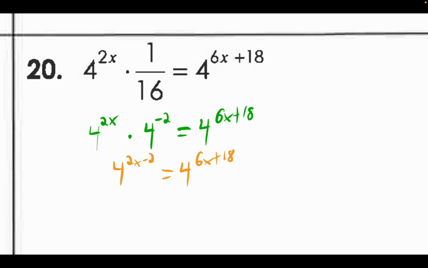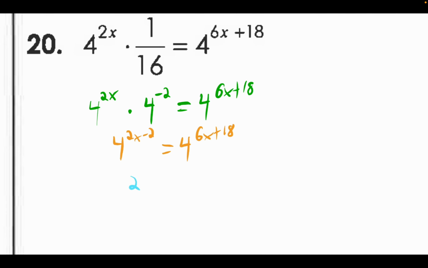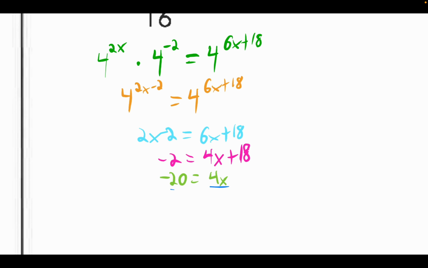And then we can set those exponents equal to each other. 2x minus 2 equals 6x plus 18. Subtract 2x on both sides, giving me 4x, plus 18 on the right, negative 2 on the left. Then we will subtract 18 on both sides, giving me negative 20 equals 4x. Divide by 4 on both sides, and x equals negative 5. And that's my answer.